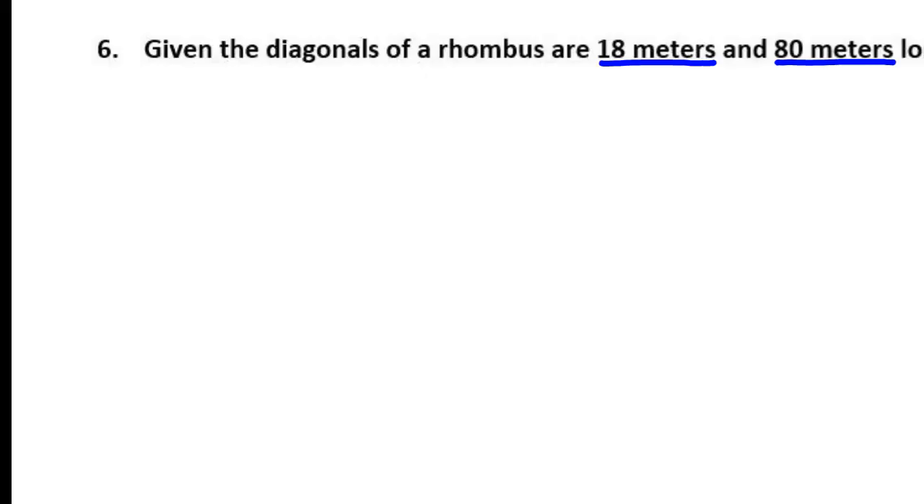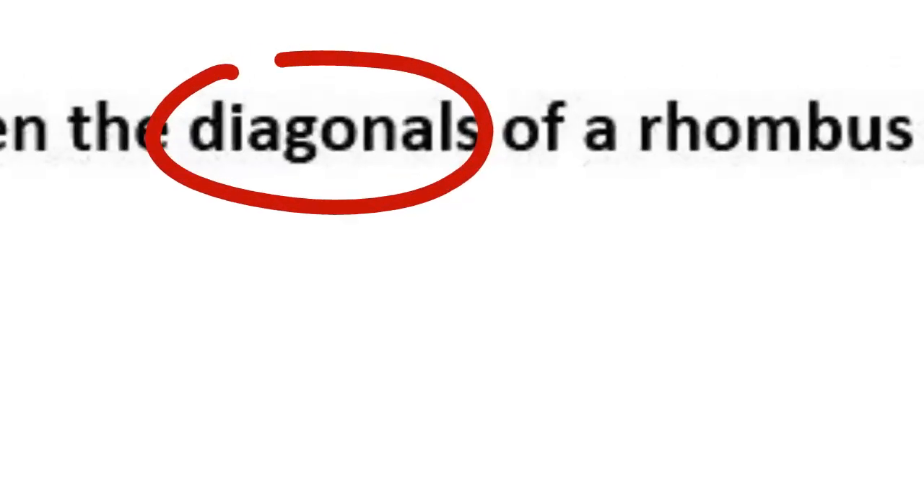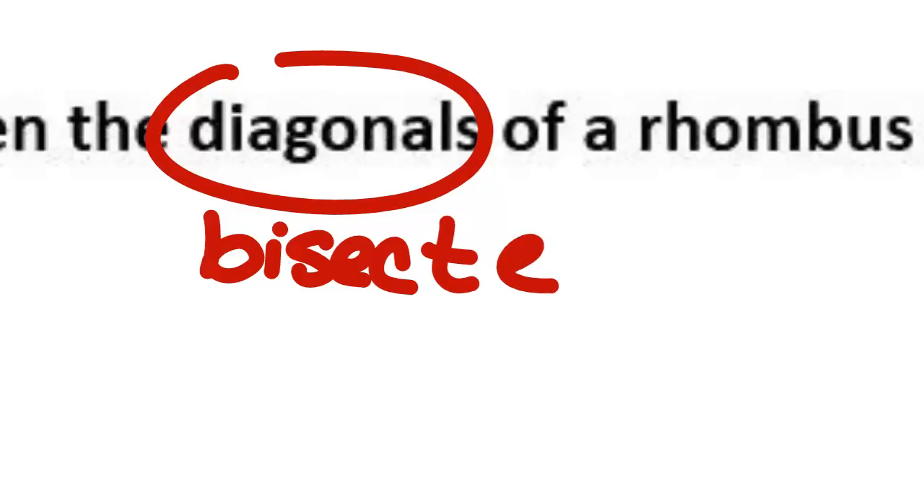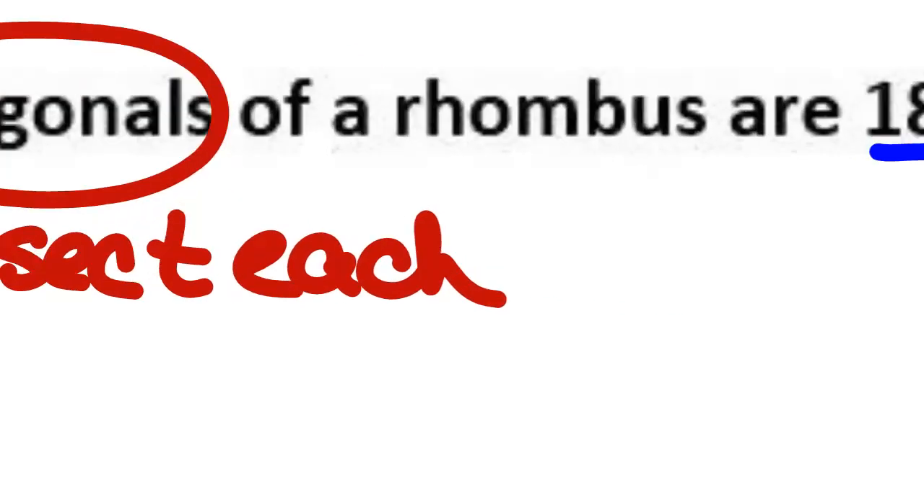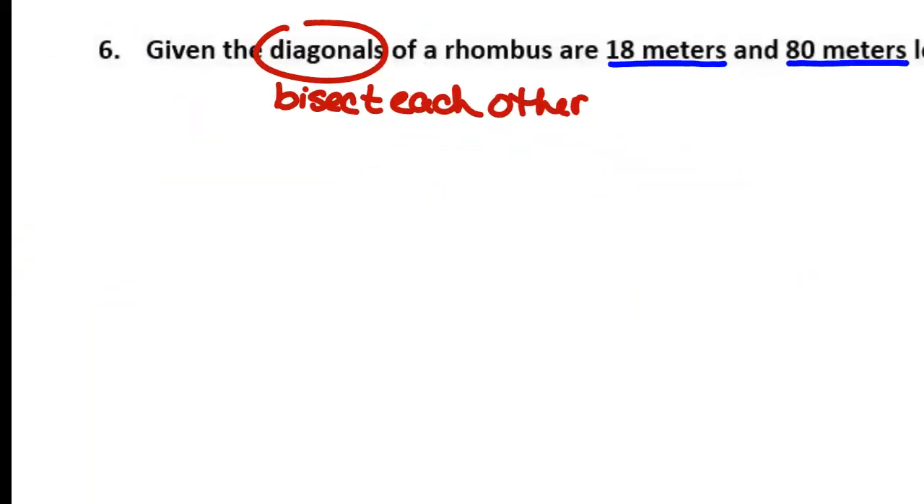What do the diagonals of a rhombus do to each other? Yes, the diagonals bisect each other. So when I draw these two diagonals, I want to draw them so that they are cutting each other in half. Kind of like this.